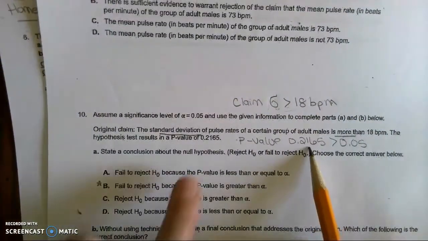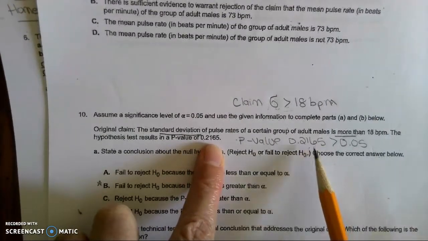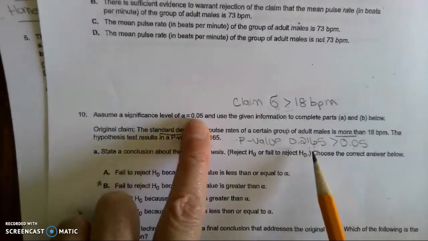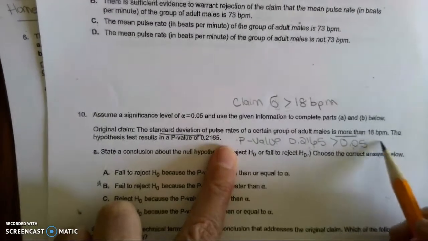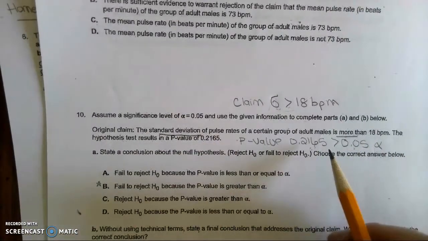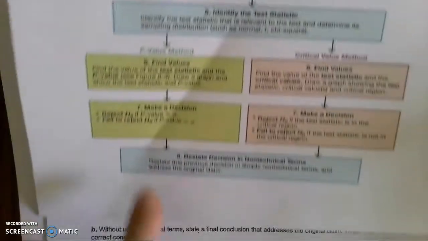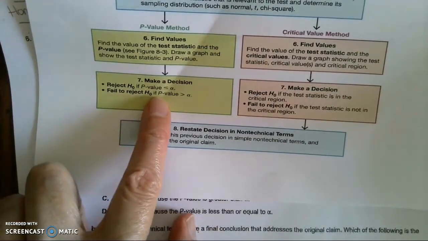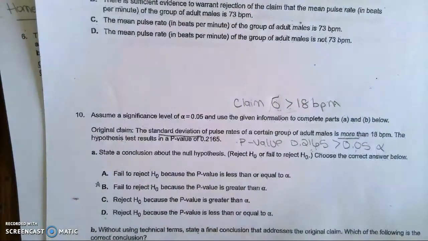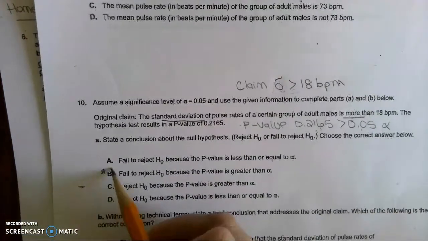Okay, they gave me the p-value, which your calculator will spit out for you in the future, and they give you alpha. In this case, the p-value is bigger again. So whenever the p-value is greater than alpha, you're going to fail to reject the null. That's that part.